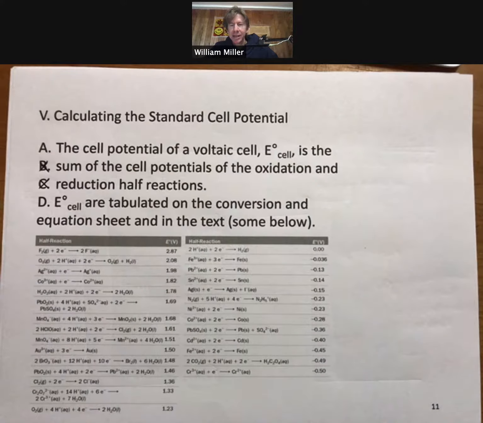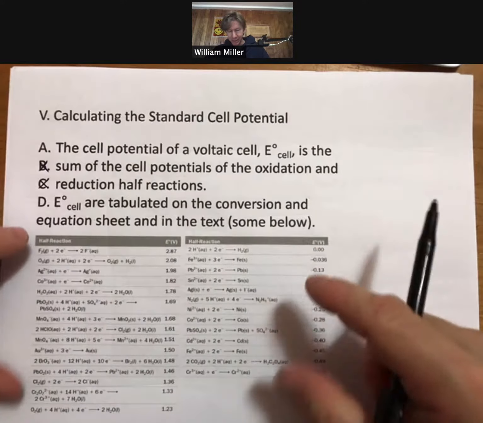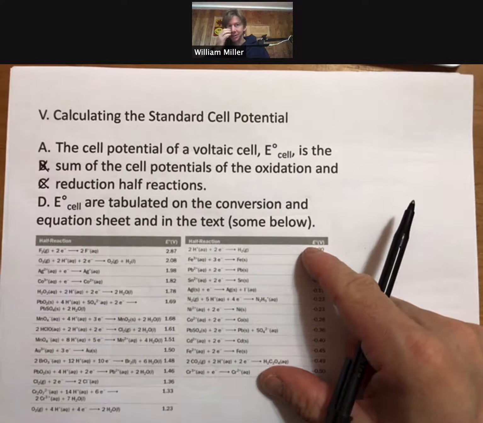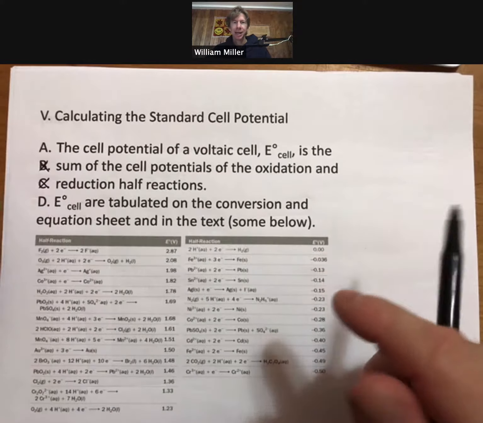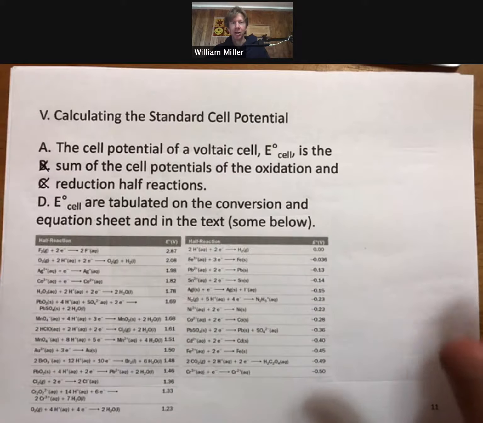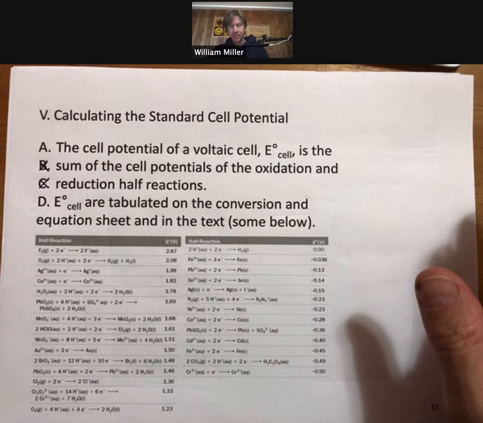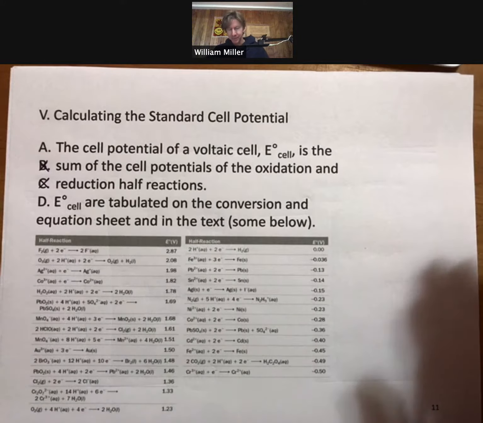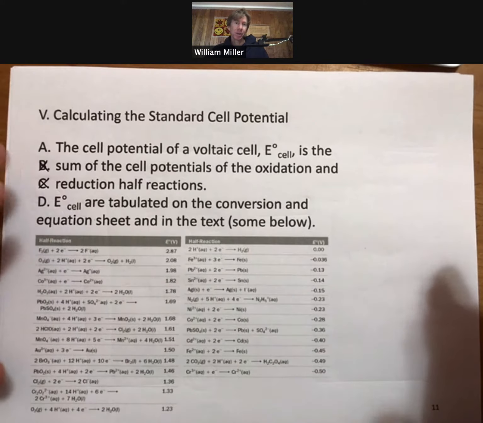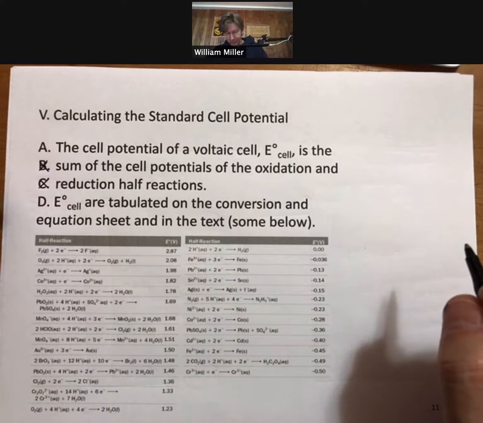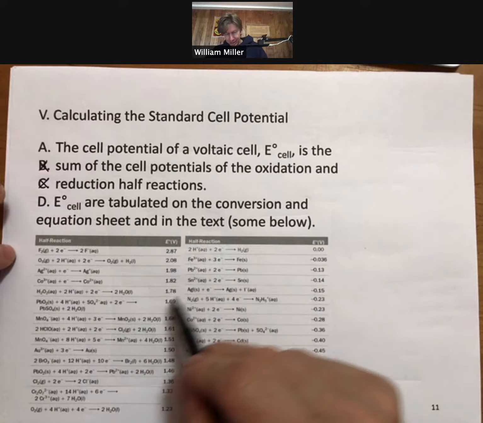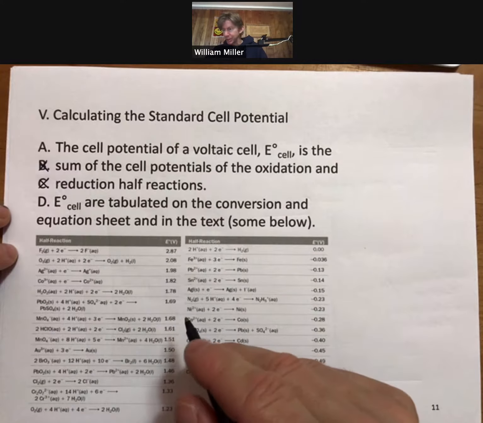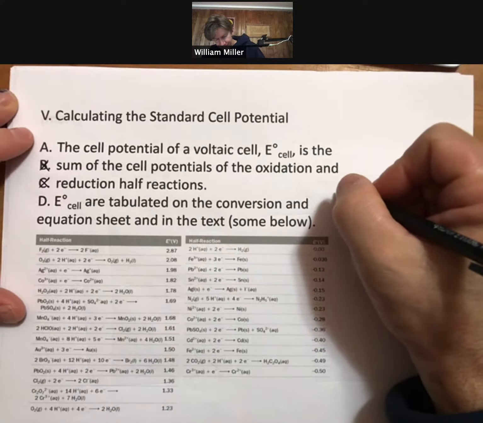And E0 cell values are tabulated on the conversion equation sheet in the text, with some below. And you'll see I've got a version of this table that is also in the homework assignment. The homework assignment has all of the cell potentials that you need. Should we need more, I will add them to that list, or tell you that you need to go to the conversion and equation sheet. And this is what's called a standard reduction potential table.